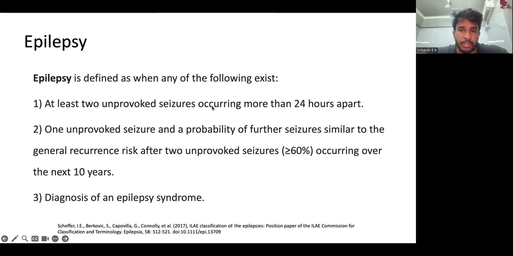At least two unprovoked seizures occurring more than 24 hours apart, or if one unprovoked seizure has happened with a further probability of seizure similar to the general recurrence risk after two unprovoked seizures. So if you have one unprovoked seizure and the risk of the next seizure is more than 60% over the next 10 years, then you would still call it an epilepsy. And if the patient has a diagnosis of an epilepsy syndrome. Now, this might sound very theoretical, one episode of unprovoked seizure followed by the 60% risk. So how do you determine that risk?